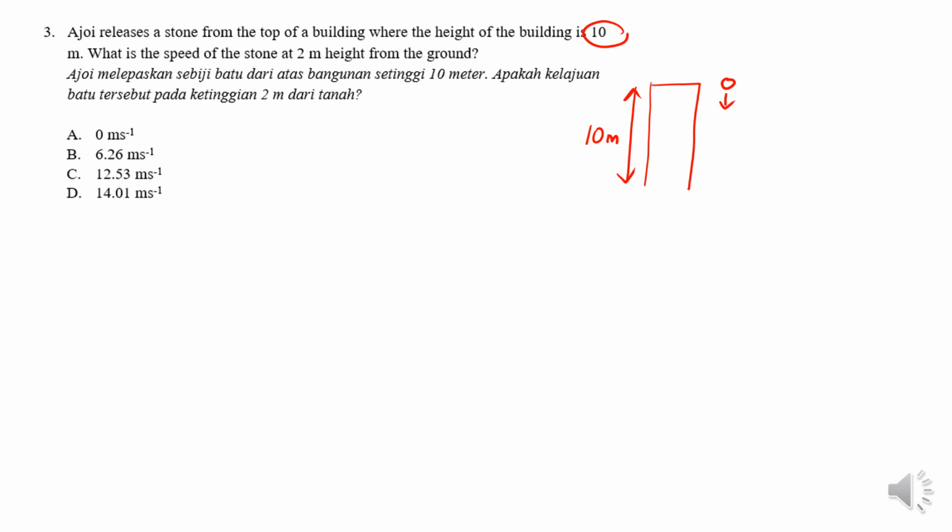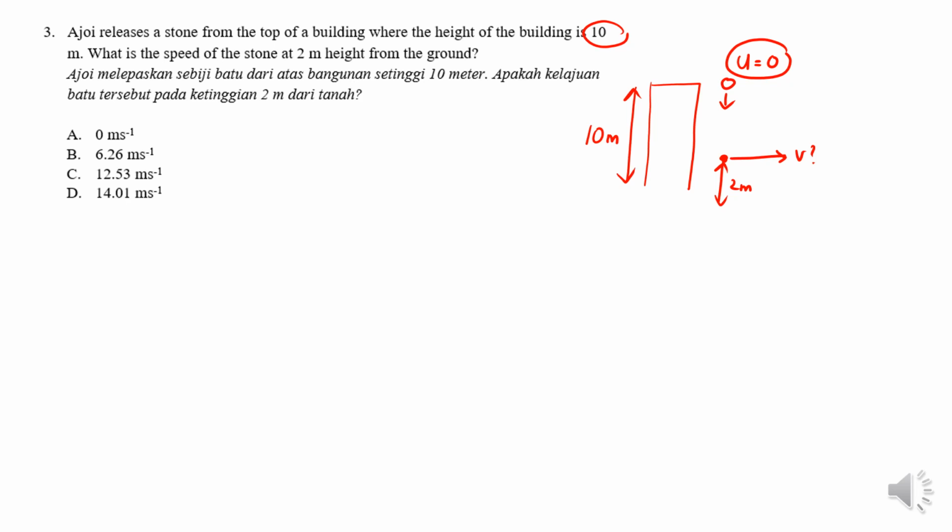What is the speed of the stone at 2 meter height from the ground? So we assume 2 meters is here. The stone would go down, so they want to know what is the speed here. And we know since the stone is released, the initial velocity u is 0.